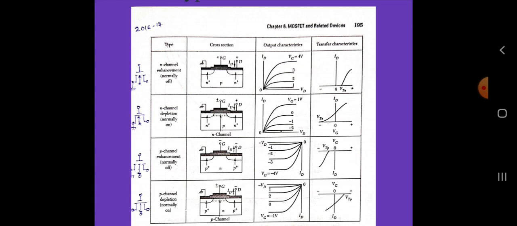For the normally on N channel device, a large current can flow at V_G equal to 0 and the current can be increased or decreased by varying the gate voltage. The discussion can be readily extended to P channel devices by changing the polarities. So these are the various types of MOSFETs we have: the N channel normally off condition, the N channel depletion normally on condition, P channel enhancement normally off condition, P channel depletion normally on condition. And here we have the transfer characteristics, the output characteristics, and the cross-sectional views.